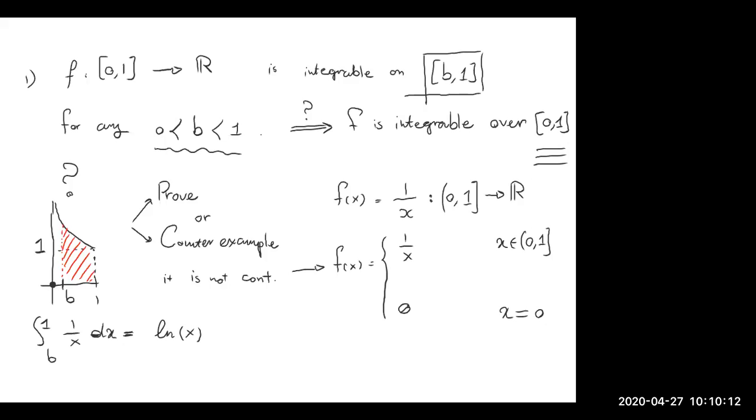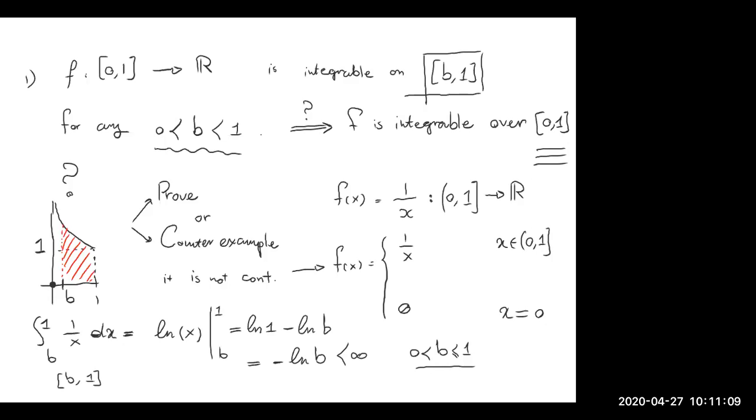So it's just ln of x from b to 1. It's going to be ln of 1 minus ln of b. But what is ln of 1? We know that. It's 0. So it's just going to be minus ln of b. And ln of b for a number b between 0 and 1 is a finite number, of course. So for any b in this interval, this is a finite number, which means the function f is integrable on this interval b to 1.